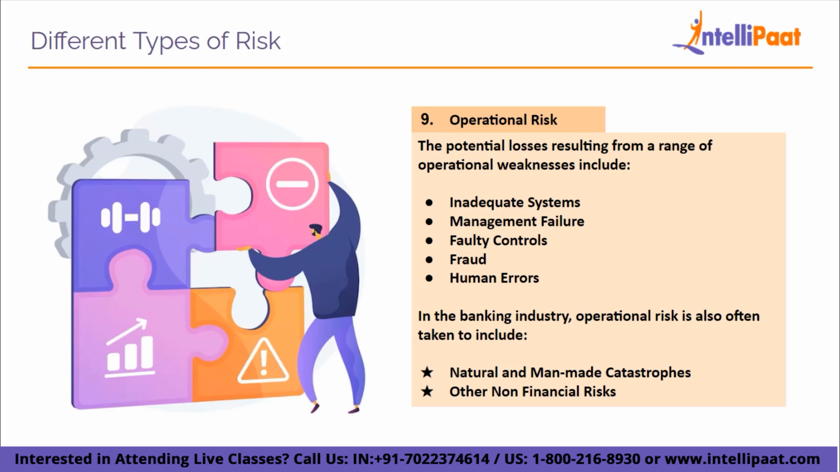Then there is management failure. When the people in charge don't do their job well, it poses a risk. This could be in decision making, planning, or execution. If management fails, definitely the whole organization is going to fail. Then there are faulty controls. Operational risk involves the danger of having controls that don't work properly. It's like having safety measures in place that fail when needed, leading to potential problems.